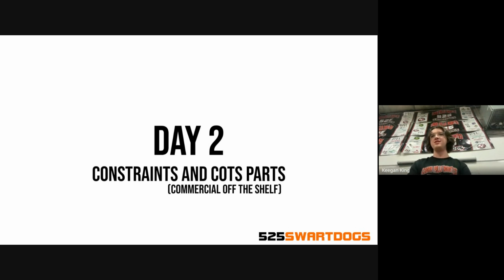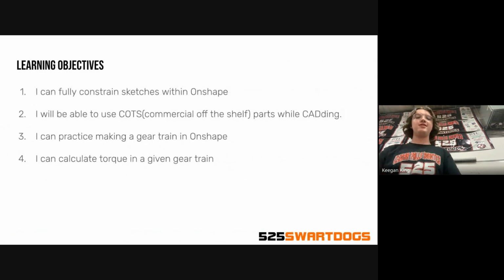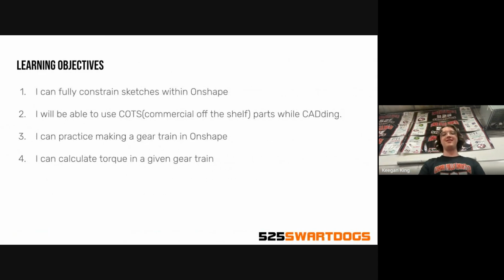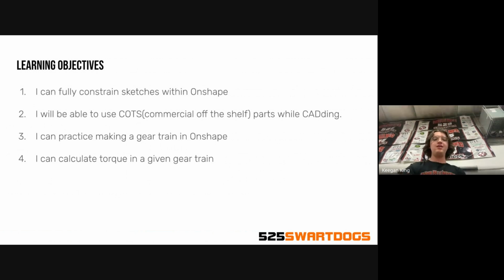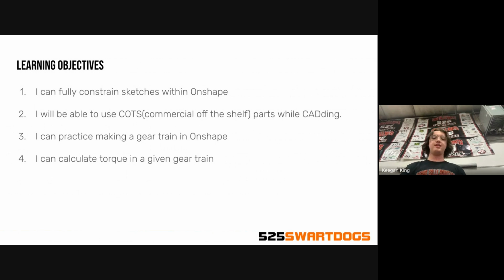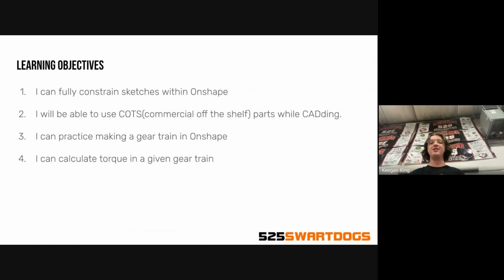Today, we're going to be continuing on with what we were working on yesterday, which is constraining this intake plate, and we're going to start implementing some off-the-shelf parts and be putting all of this into an assembly. So, the learning objectives for today are fully constraining sketches within OnShape, being able to use off-the-shelf parts while CADing, making gear trains, and calculating torque or velocity in a given gear train.